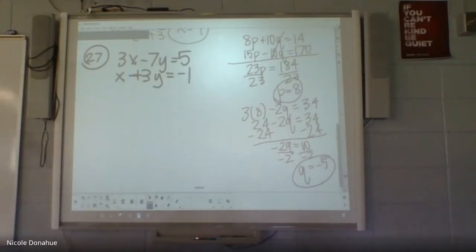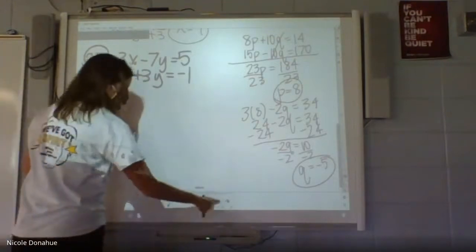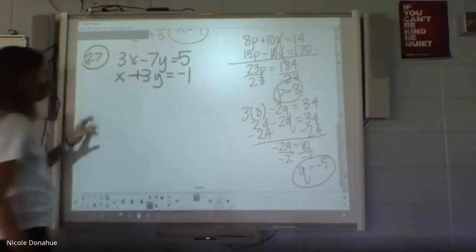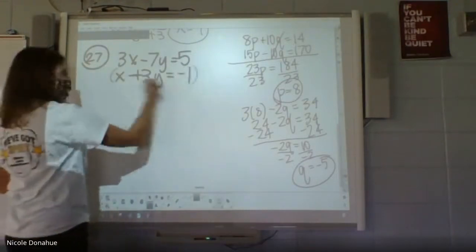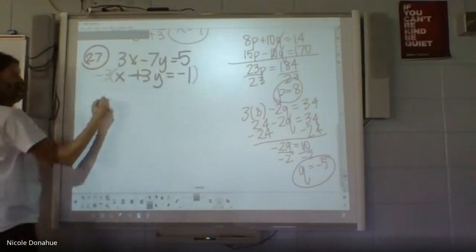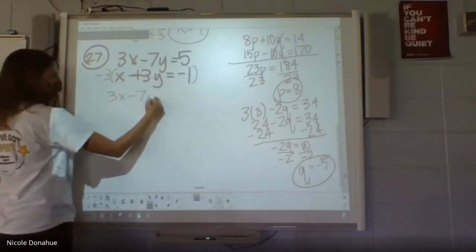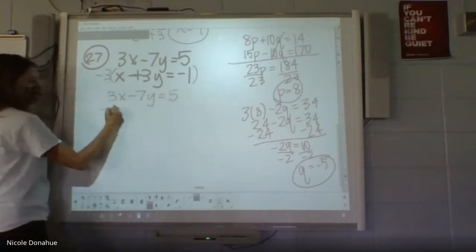So for 27, I would probably use elimination because it's all nice and lined up. I see 3x and 1x, so I'm going to multiply this one by a -3. I'm going to rewrite the top equation. I like them lined up, so I'm going to the bottom.